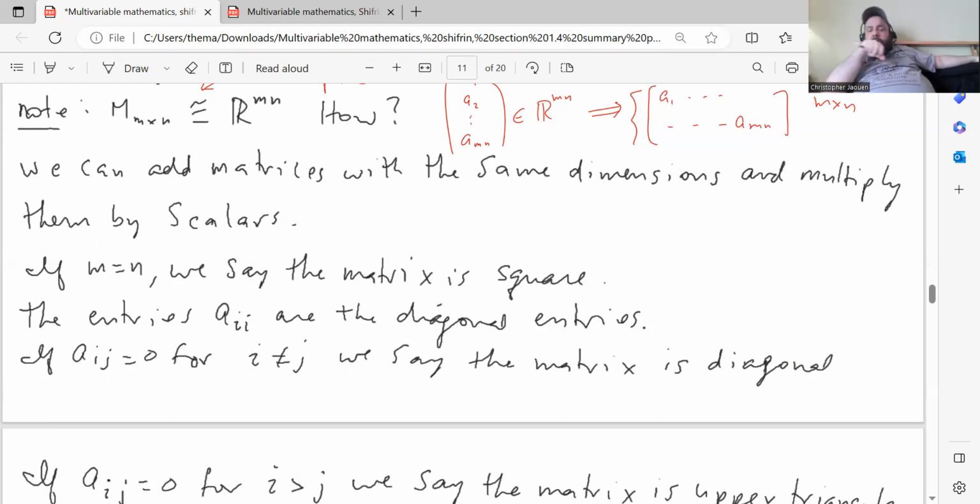If m equals n, we say that the matrix is square. So if it has the same number of rows as columns, then we say the matrix is square. The entries with the same subscripts for rows and columns, Aii, are the diagonal entries of the matrix. And if Aij is 0 for all i not equal to j, we say that the matrix is diagonal. So if the only possible non-zero entries are the ones on the diagonal, we say the matrix is diagonal.